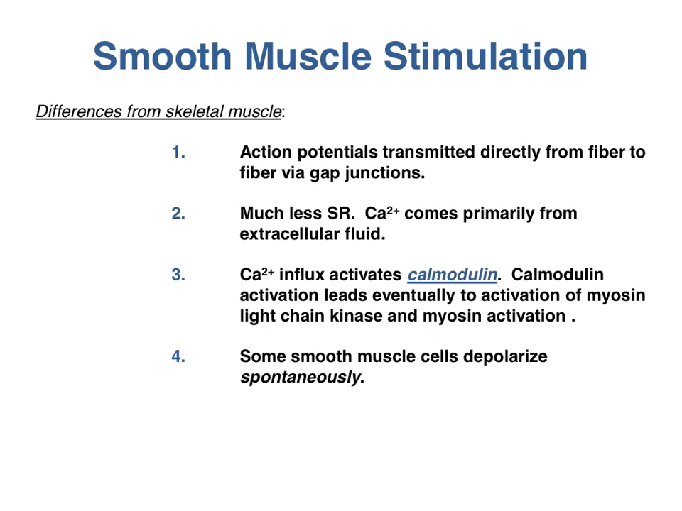When smooth muscle does contract, there are some key differences from skeletal muscle listed here. First, action potentials are transmitted directly from fiber to fiber by gap junctions. So if you look back at that previous image, you may have a cell that gets an excitatory stimulus, and that stimulus is passed on directly to a neighboring cell by gap junction. Smooth muscle also has much less sarcoplasmic reticulum, less even than cardiac muscle. Calcium ions come primarily from the extracellular fluid, so they don't need the calcium from the terminal cisternae. They get it from the extracellular fluid.